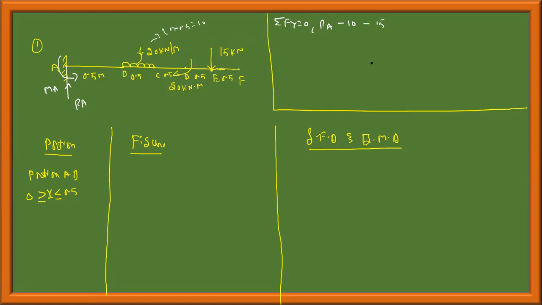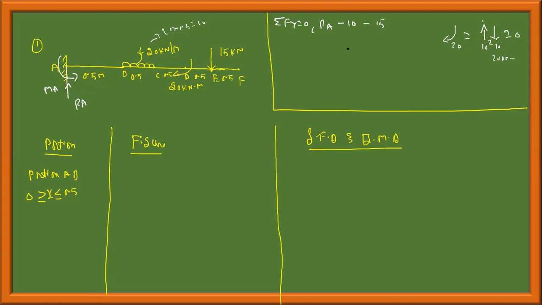Always you should know that a moment or couple like this 20 kilonewton meter is equivalent to two forces acting like this, for example 10 and 10 separated by a distance 2. This is equal to 20 kilonewton meter. One force acts upwards, one acts downwards, so the total effect is equal to 0. Therefore, this moment will not come into picture when you take summation of forces, also in shear forces.